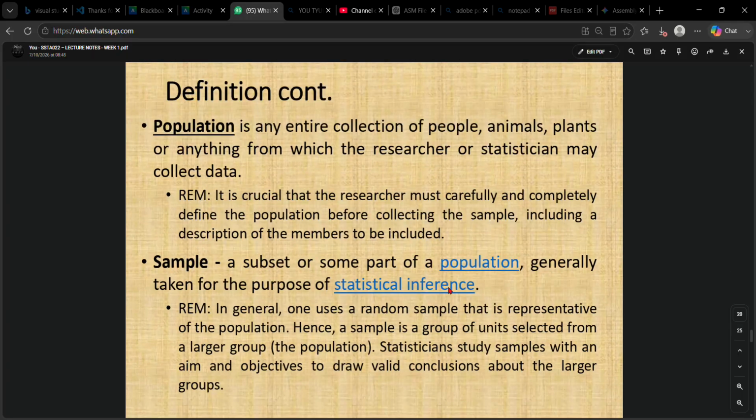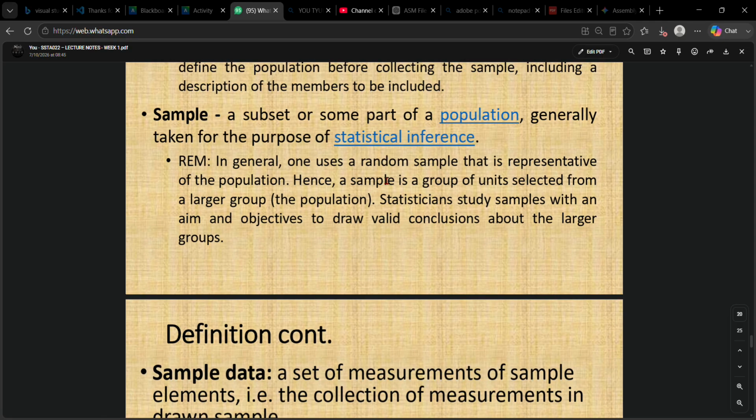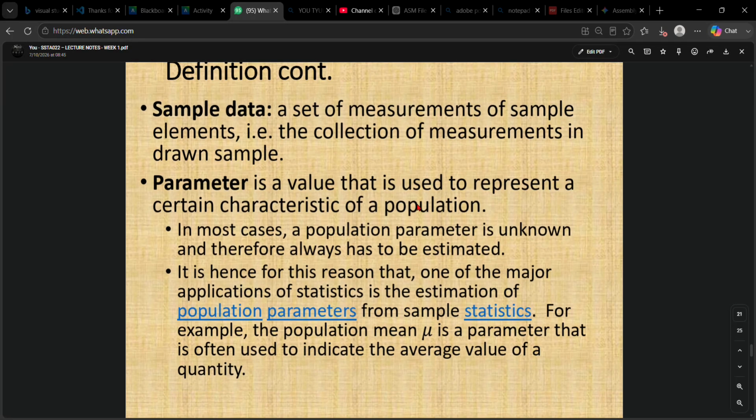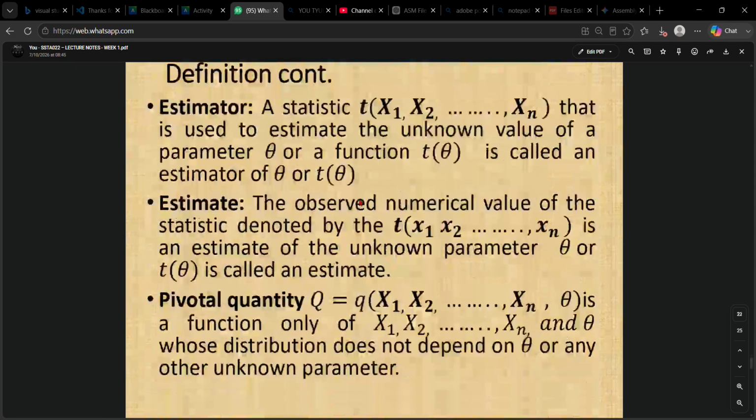I was saying, sampling is a subset of a population, generally taken for the purpose of statistical inference. Then sample data is a set of measurements of the sample elements. And a parameter is a value that is used to represent a certain characteristic of a population.